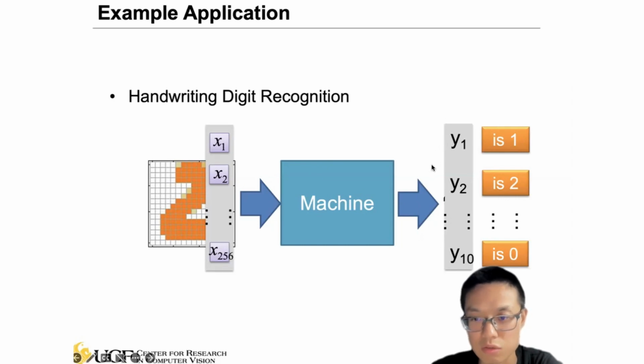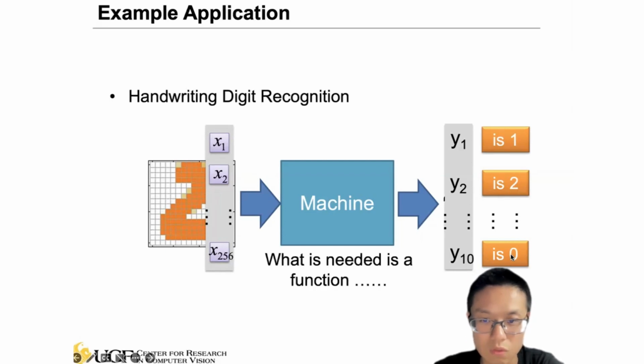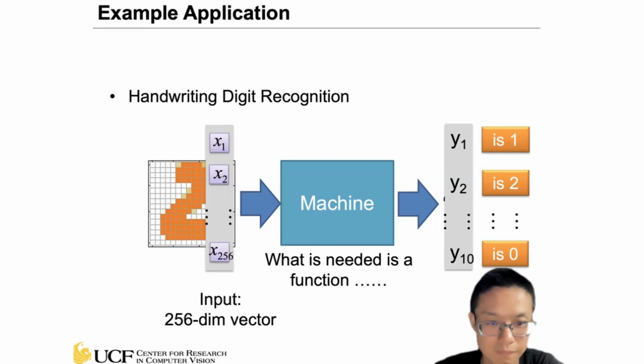And what is the output? The output is going to be a 10-dimensional feature vector, because we're doing 10-digit recognition, 0 to 9. Each of them may specify a particular digit class. This y1 may correspond to 1, y2 corresponding to 2, and y10 corresponding to 0. So what we need is a very good mapping function to be able to predict the input correctly.